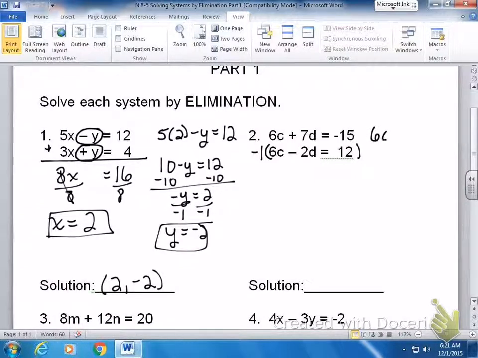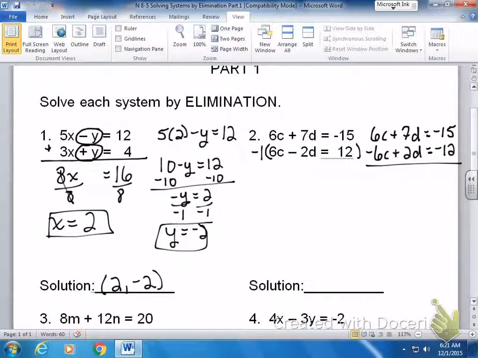So now I have 6c plus 7d equals negative 15. In the second equation, I'm going to multiply it through by that negative 1. So instead of positive 6c, I have negative 6c. And that's what we want because they'll cancel out. Instead of negative 2d, I have plus 2d. Instead of positive 12, I have negative 12.